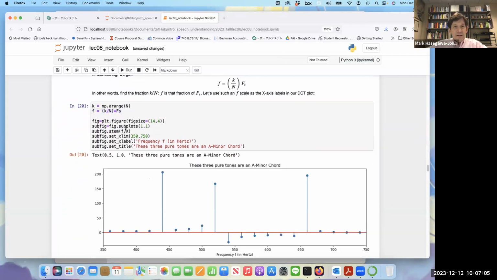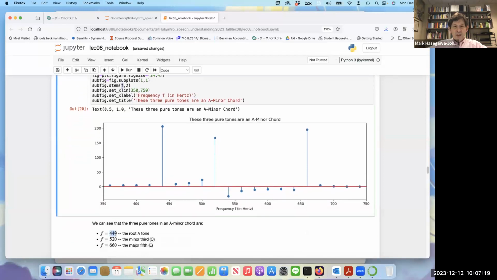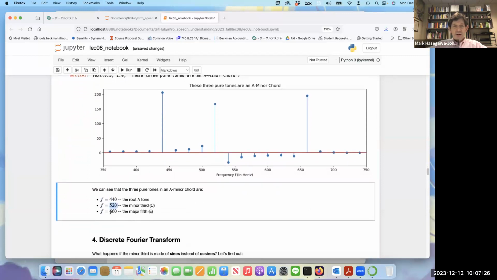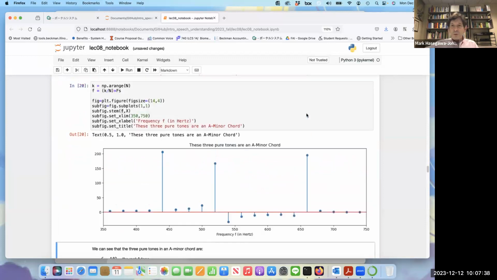I can plot capital X as a function of little f, and I see that the three tones are at 440 hertz, at 520 hertz, and at 660 hertz. So we have the root tone A at 440. We have the minor third, which is a C note at 520 hertz, and we have the major fifth, which is an E note at 660 hertz. So in this way, I can see the frequencies of those three pure tones that made up the minor chord.